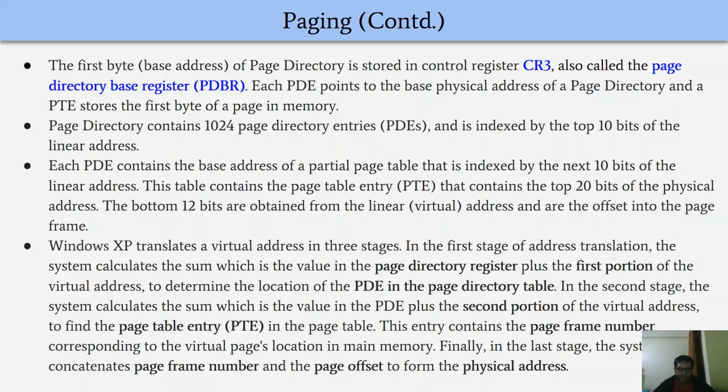In the first stage, the address in the CR3 is concatenated with the top 10 bits to get us the location of an entry in the page directory. Now we go to that particular location, extract the value from the PDE, and concatenate it with the next 10 bits from the virtual address. This combined address gives us the page table entry, or PTE. This entry contains the page frame number corresponding to the page's location in main memory. Now we take this page frame number and add the page offset to it, and what we get is the physical address, which can be used to find the exact location of the information stored in the physical memory.